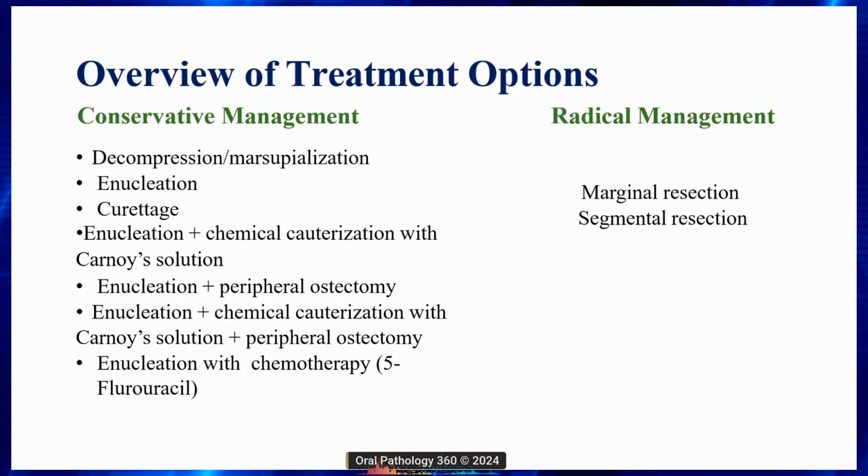They are used in conjunction with enucleation and chemical cauterization with Carnoy's solution, or enucleation with peripheral ostectomy, or enucleation and chemical cauterization plus peripheral ostectomy. Enucleation with chemotherapy using 5-fluorouracil after the year 2018 is also being used. Radical management included marginal resection or segmental resection depending on the size and characteristic of the lesion.